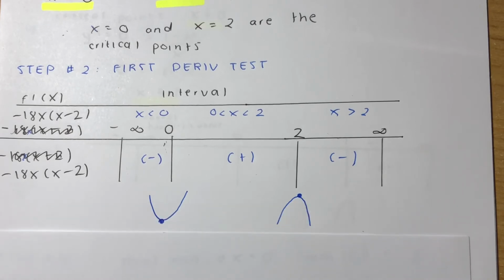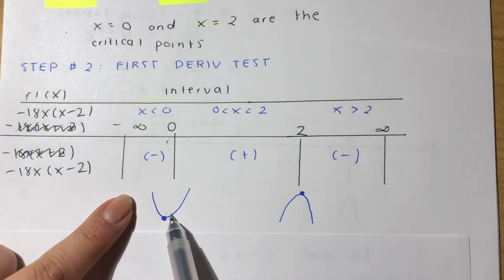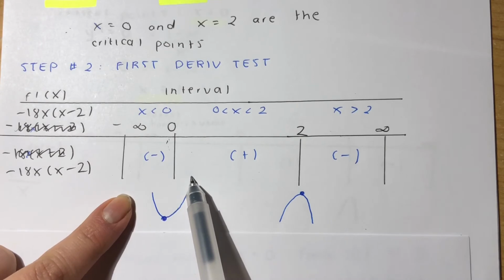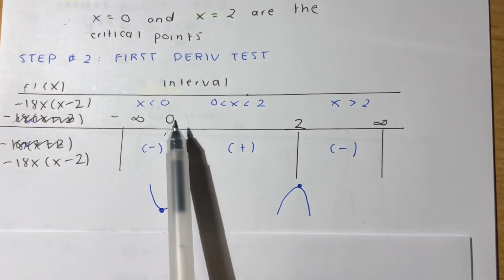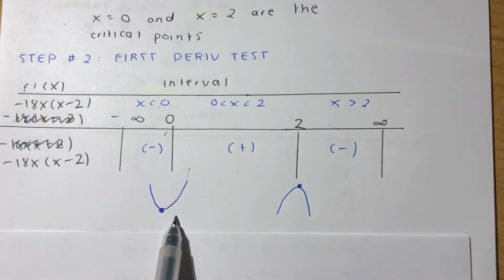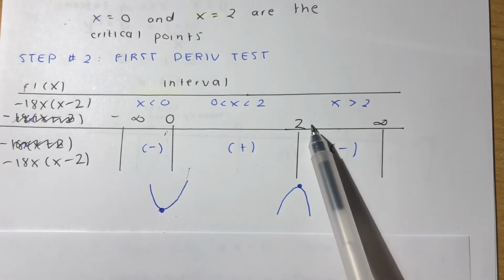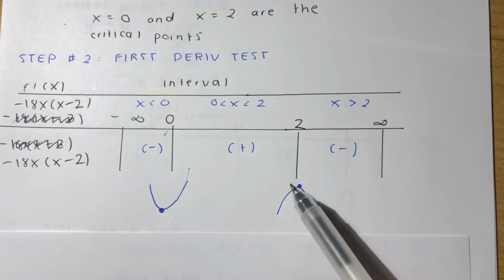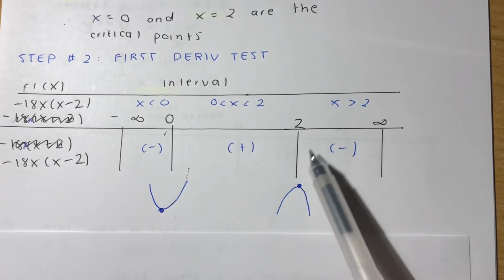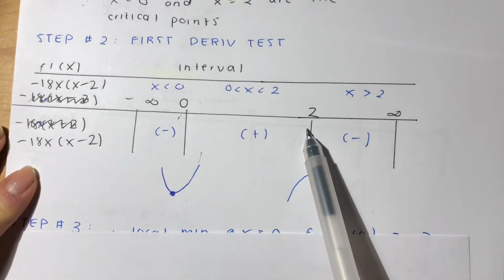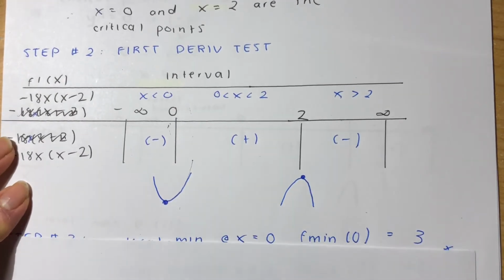What this means is we're going from a decreasing interval to an increasing interval at the critical point 0, which means x is equal to 0 must be a minimum. However, here, the function is going from increasing to decreasing, which means at the critical point 2, we must have a maximum.